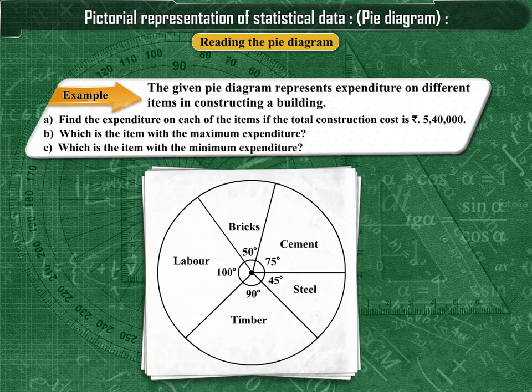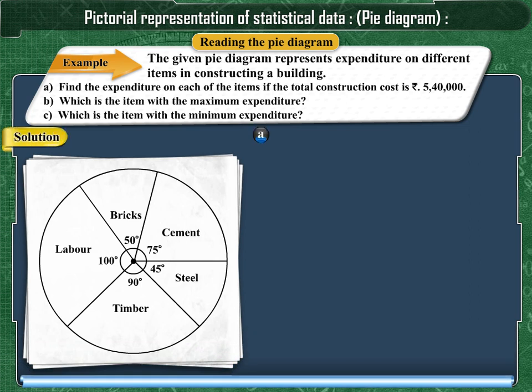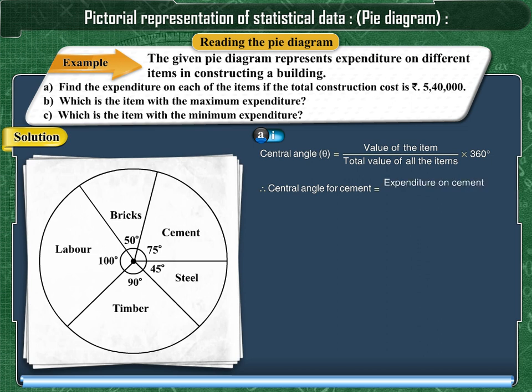For timber, the measure of central angle is 90 degrees. Therefore, the expenditure on timber is 90 upon 360 into 5,40,000, which on simplification is equal to ₹1,35,000. The last one is steel. For steel, the measure of central angle is 45 degrees. Therefore, the expenditure on steel is 45 upon 360 into 5,40,000, which is equal to ₹67,500.